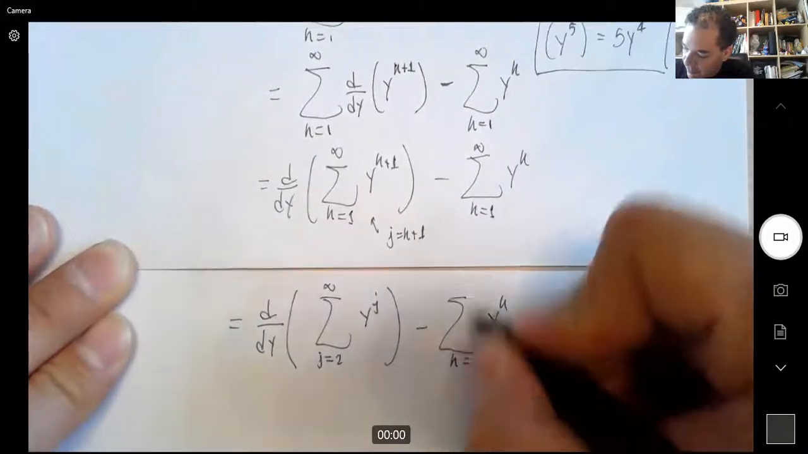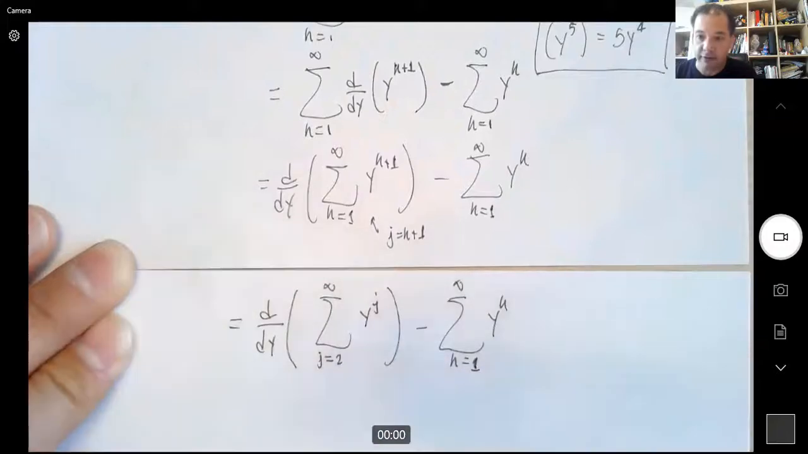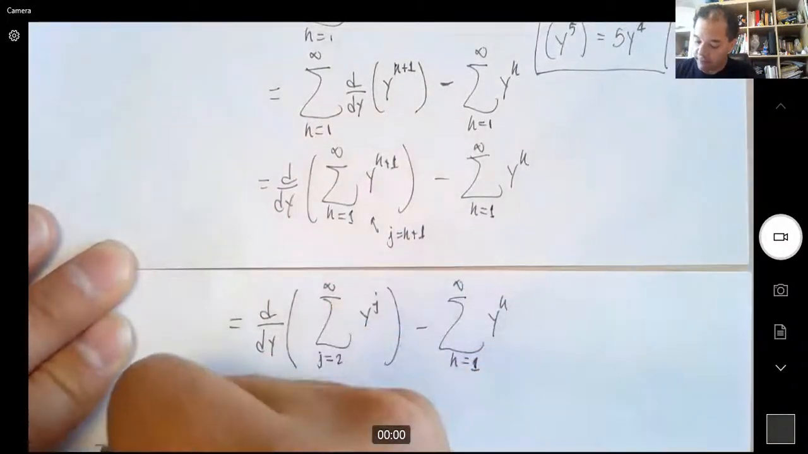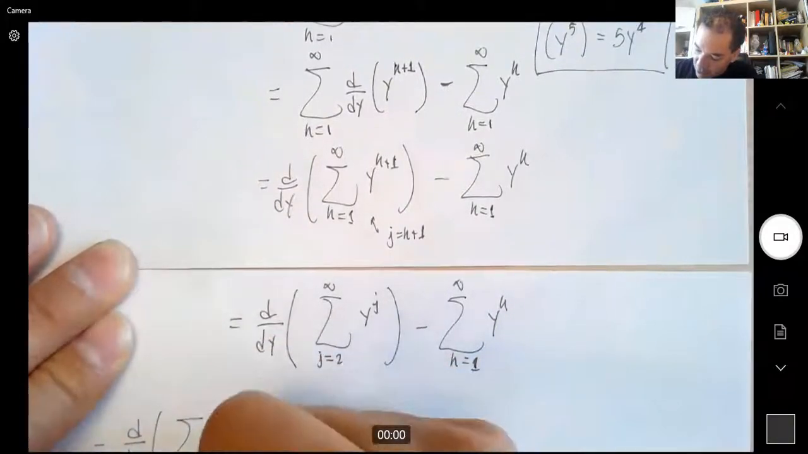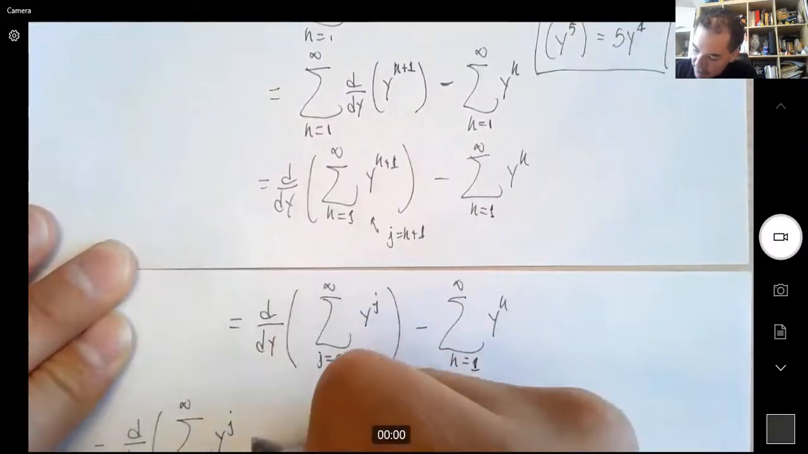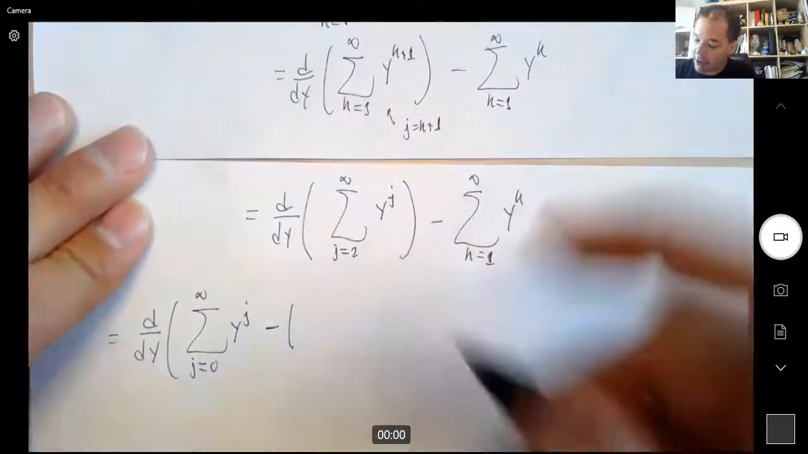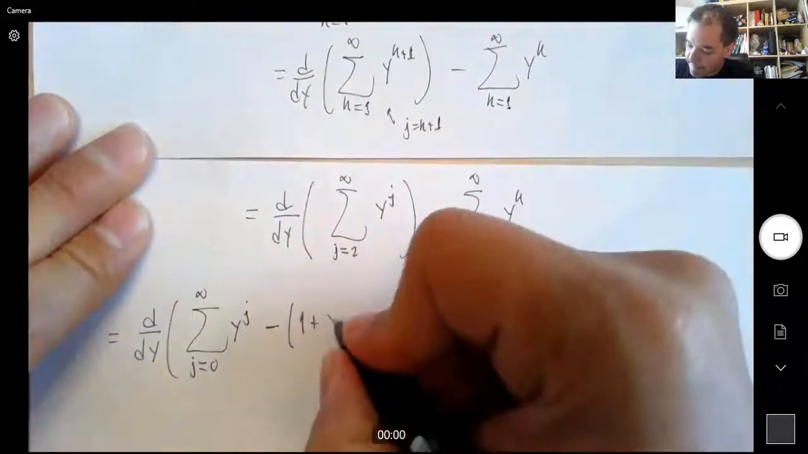And this one is almost the geometric series, but it's starting at 1, right? So how to fix that? Well, easy. All we need to do is add the terms we want and subtract them, right? So here we go. I'm going to do it like I wanted it, starting at 0. But that means I have to subtract the terms that I don't have here. And the terms that I don't have are when j is 0 and when j is 1.